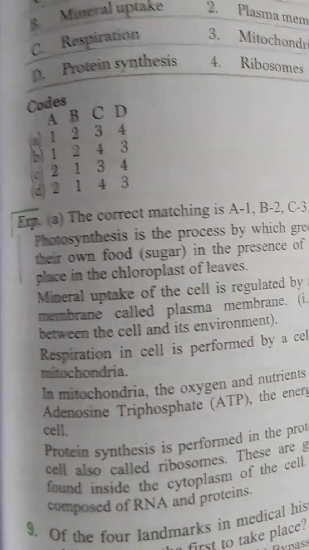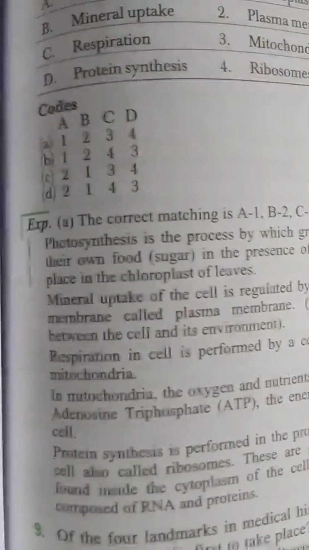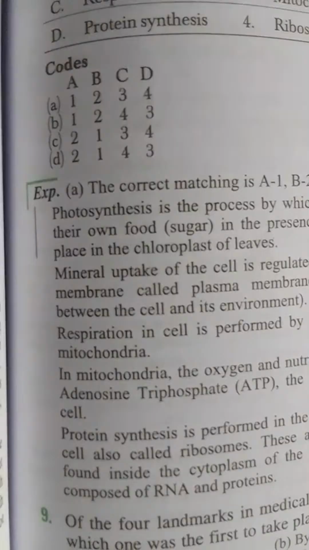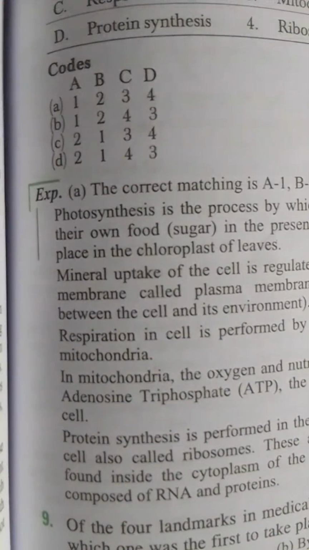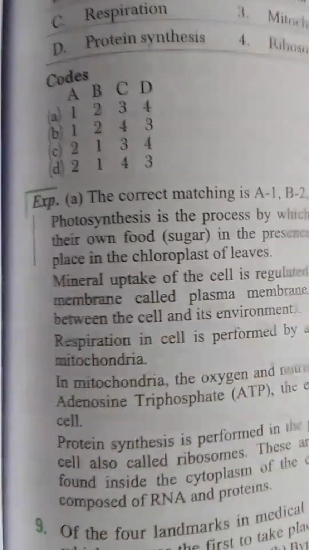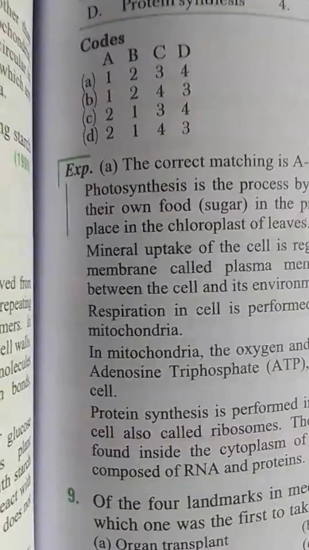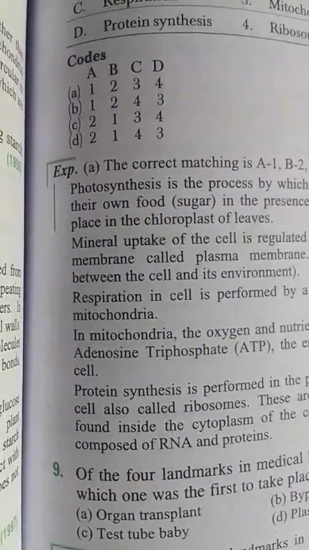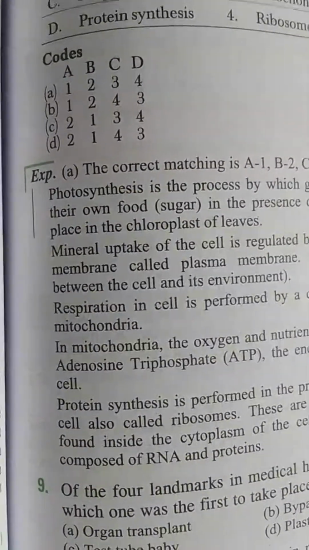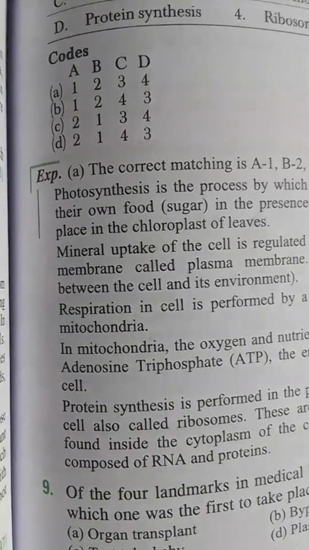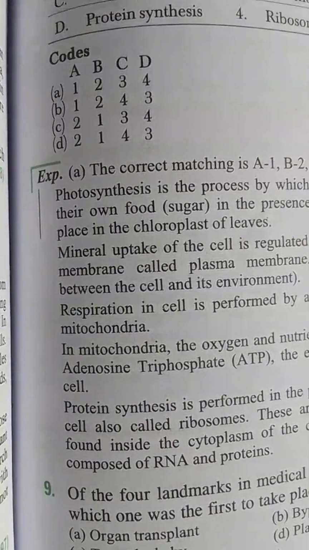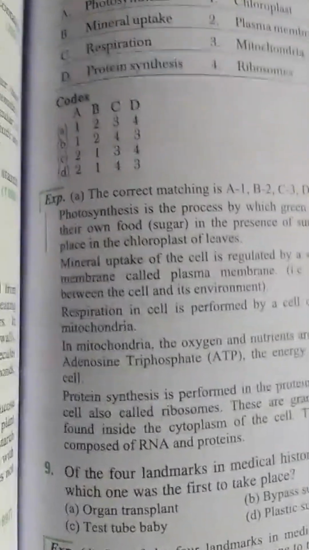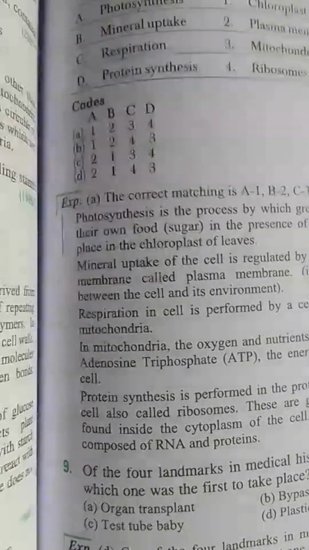Respiration is performed by the cell organelle called mitochondria. Oxygen and nutrients are converted into adenosine triphosphate, the energy currency of the cell. Protein synthesis is performed in the protein factories of the cell, also called ribosomes. These are granular structures formed inside the cytoplasm, composed of RNA and proteins.